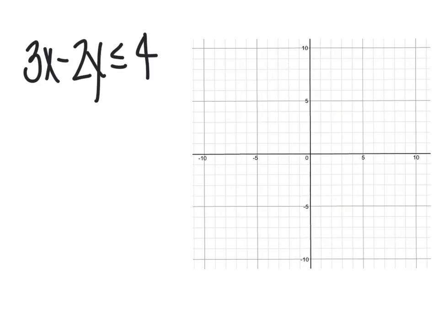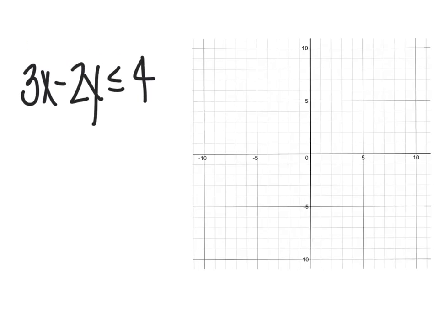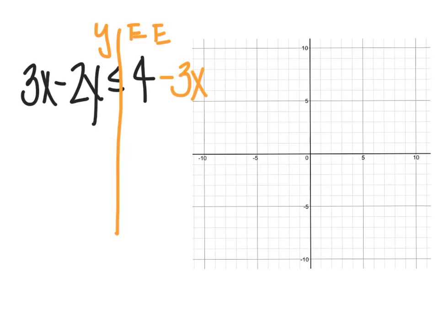If we wanted to graph 3x minus 2y is less than or equal to 4, first we need to solve this for y, which means we need y's on one side and everything else on the other. So we're going to begin by moving the 3x, which is currently positive, to the right side, and it's going to become negative, and then it cancels out.